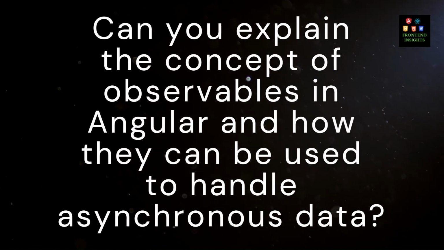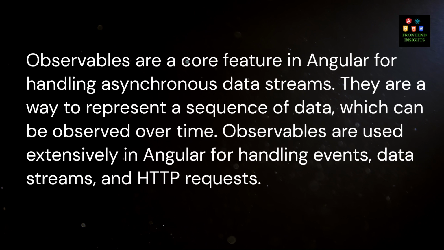Can you explain the concept of observables in Angular and how they can be used to handle asynchronous data? Observables are a core feature in Angular for handling asynchronous data streams. They are a way to represent a sequence of data, which can be observed over time.